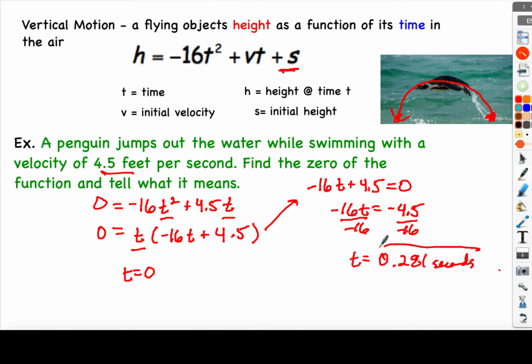If a penguin comes flying out of the water, it's not going to be out of the water for very long. It's going to jump out of the water. And again, tell what that function meant. Well, it meant that the penguin was out of the water for about 0.281 seconds.